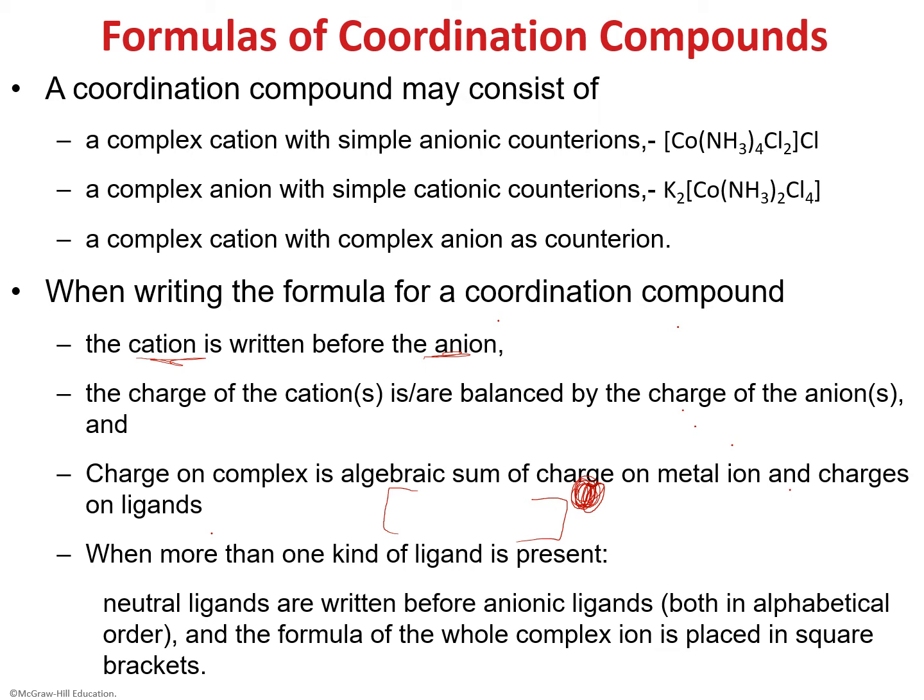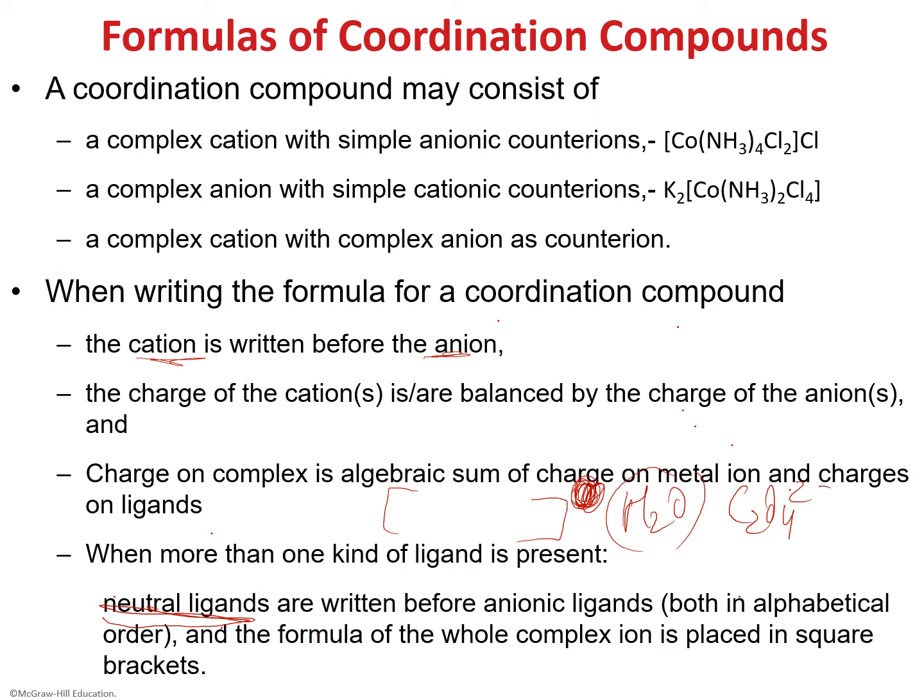When more than one kind of ligand is present, this is important. When more than one type of ligand is present, you always write the neutral ligand first. So for instance, if I have water and C2O4 2 minus in the same compound, water will be written first in the formula. So neutral before anionic ligands, and anionic ligands, they both are written in alphabetical order. So for instance, if I have two different types of neutral molecules, so I know neutral comes first, but which neutral will come first?